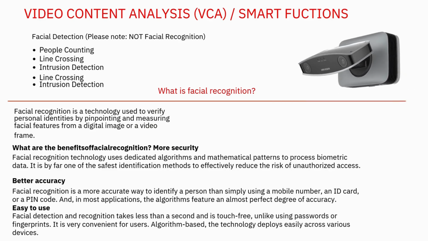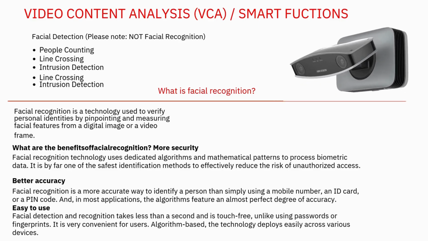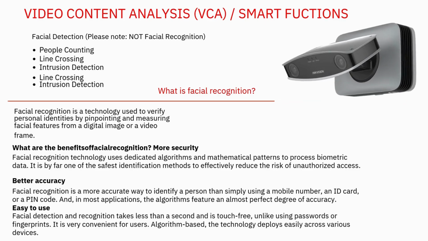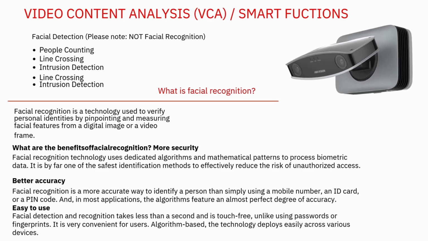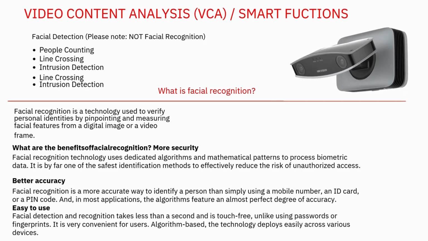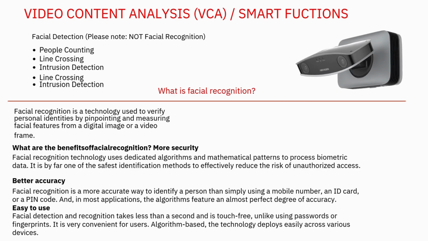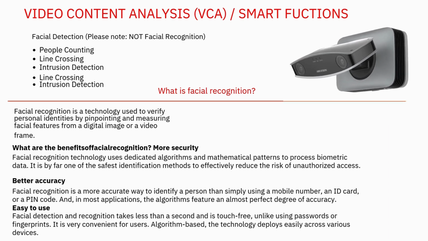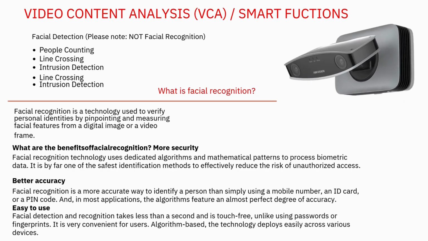Okay, so that's that. Let's talk about video content analysis, which is VCA. Some people call it smart functions. This is basically using AI intelligence and algorithms to analyze video and make certain decisions. The smart functions or video content analysis that are very popular in almost every camera in Nigeria or in the world right now include people counting, which is basically a camera that can count the number of people going in and out of a place. We have line crossing detection, we have intrusion detection, basically three of them.